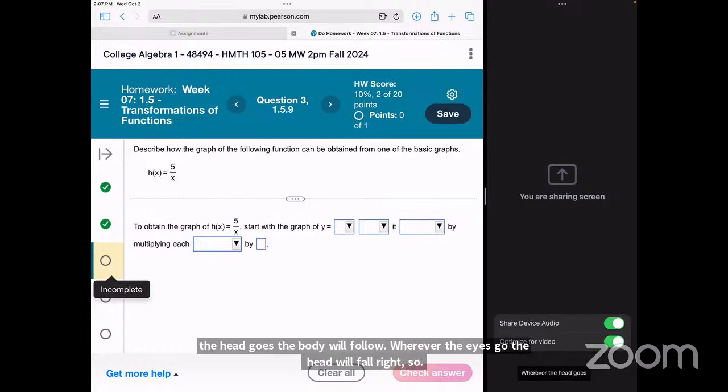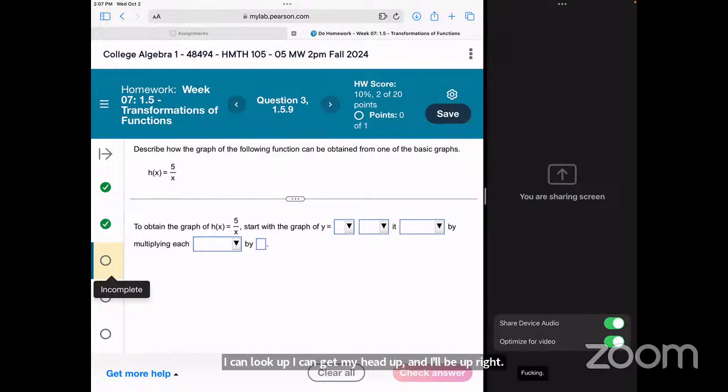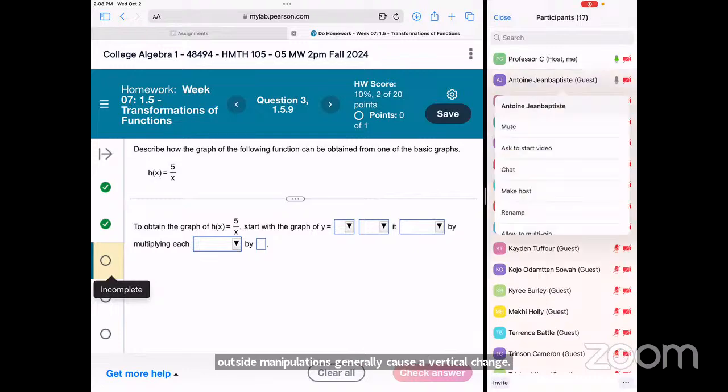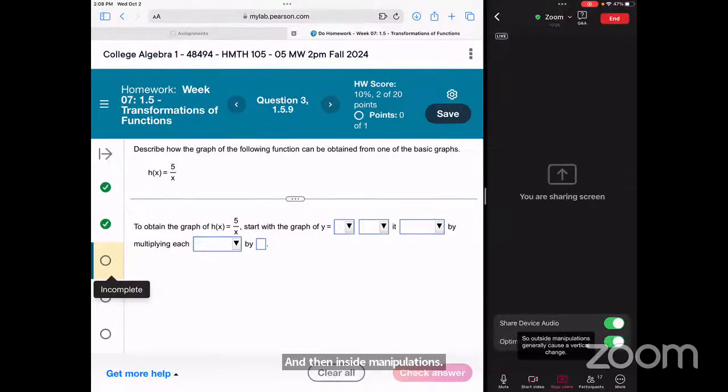Okay. Describe how the graph of the following function can be obtained from one of the basic graphs. So we have the reciprocal function, and we multiplied it by 5. So that's like multiplying. We have 5 over x. So in this form, this is similar to multiplying the outside of our base function by a number larger than 1. Outside manipulations generally cause a vertical change, and inside manipulations cause horizontal.